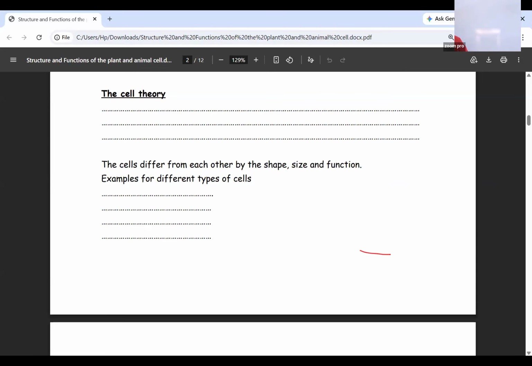Third one, write down: new cells are formed from the pre-existing cells.